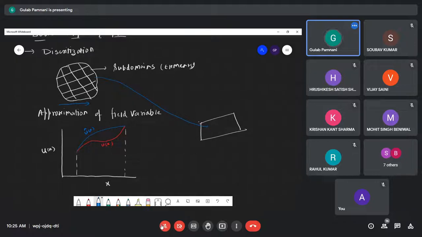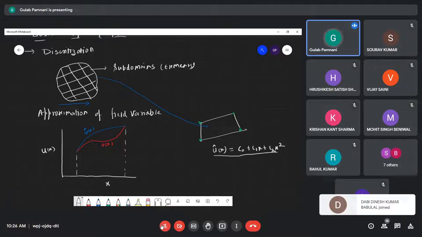When we choose an element, for example in this case I have made a four noded quadrilateral, so for the four noded quadrilateral we have, let's say, four nodes at these four corner points. So I'm approximating u as a function, and normally we use a polynomial function for approximation. That I'm considering, let's say, c0 plus c1 x plus c2 x square. This is what I'm approximating. The u is varying this way as a function of x. Again, what I am saying is I'm putting a cap here, that this is our assumption that u varies with x like this.